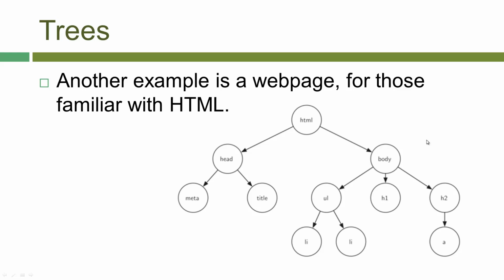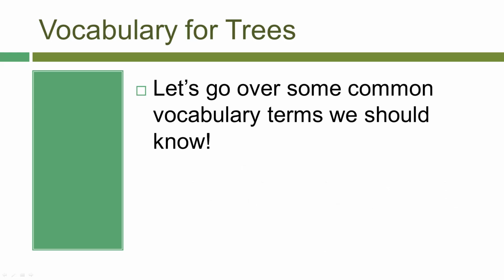Okay, so one final example is a web page. If you're familiar with HTML, it also has a similar structure where the tree that corresponds to the HTML tags, you can use that to create a page. Okay, so I've mentioned some terms such as nodes, children, parents. What we're going to do now is go over some common vocabulary terms that you should know when discussing trees.